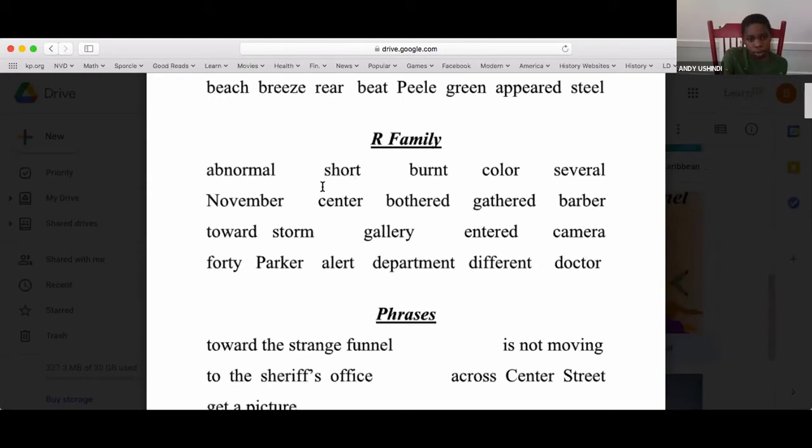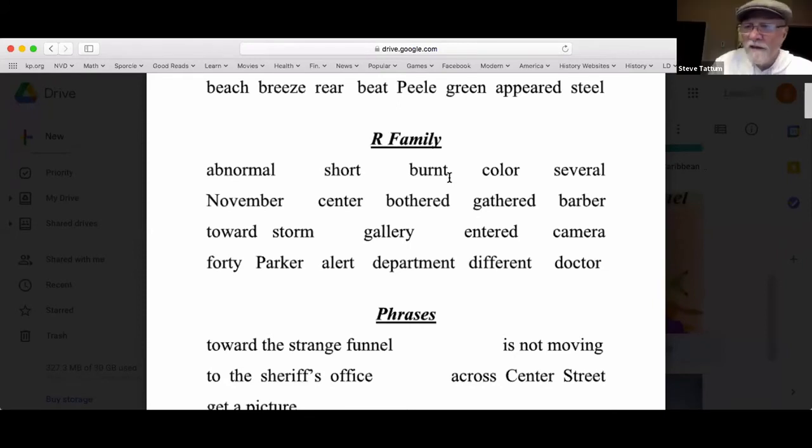Short. Okay, next word. But, bumped. Okay, you said bunt. Is that what you see? Look here at that R. What is that? But, burnt. Good. I'm going to try the next one.